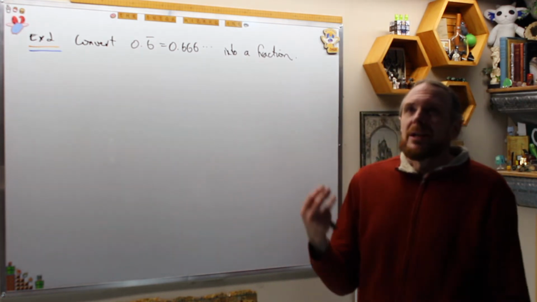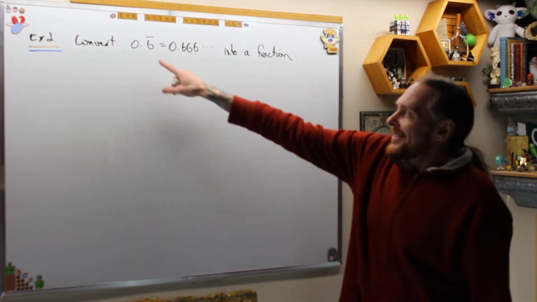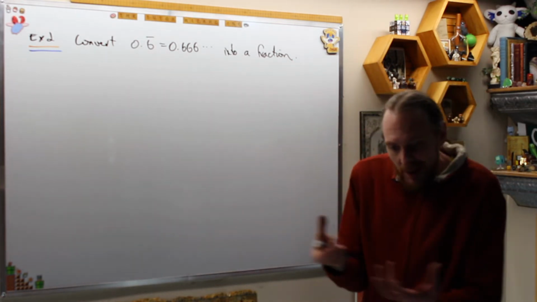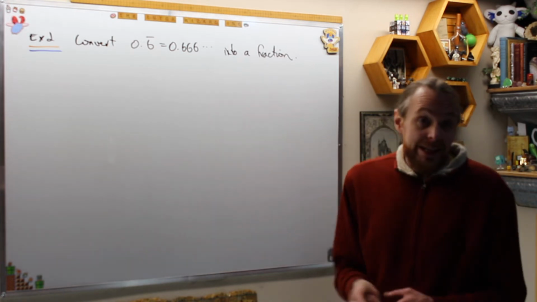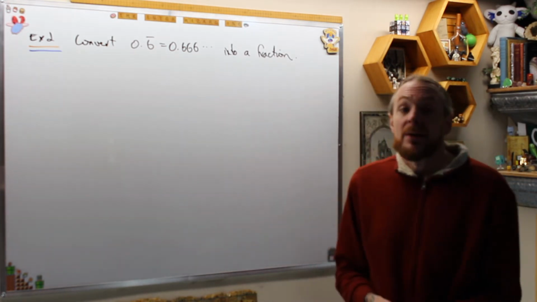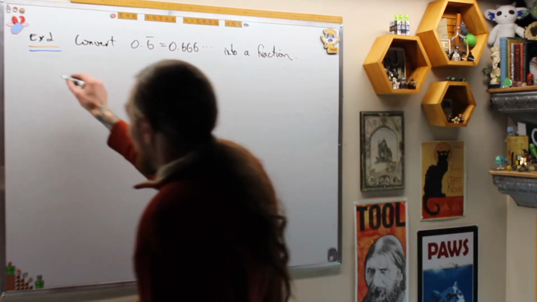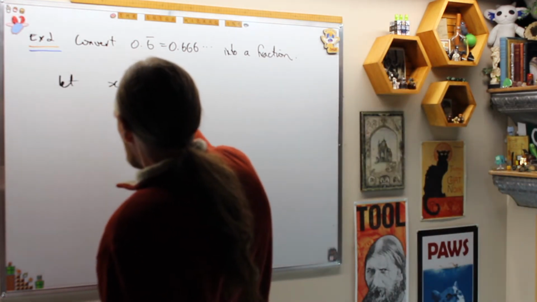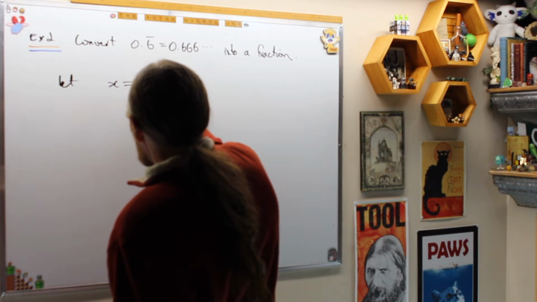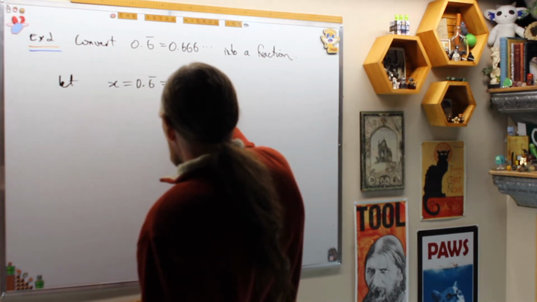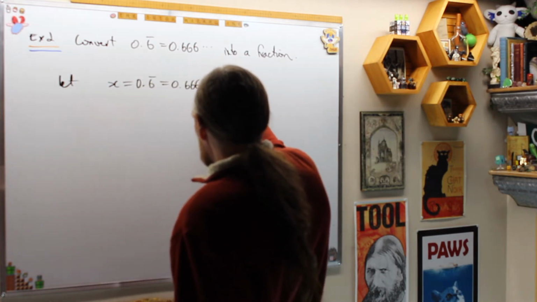What we're going to do is call this thing x. Then we're going to create two numbers from x that have the same repeating pattern. Then we can subtract them and get rid of that repeating pattern. That's going to be the clever idea. I'm going to let x equal 0.6 repeating, which is actually equal to 0.66, and there's infinitely many of these.